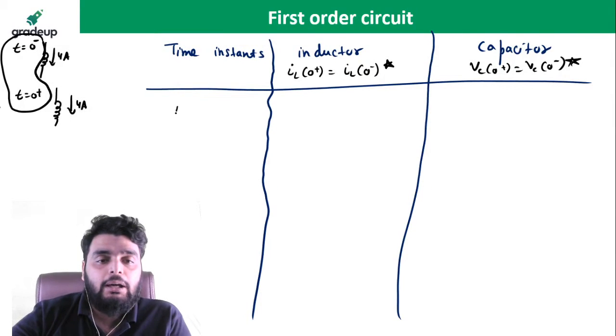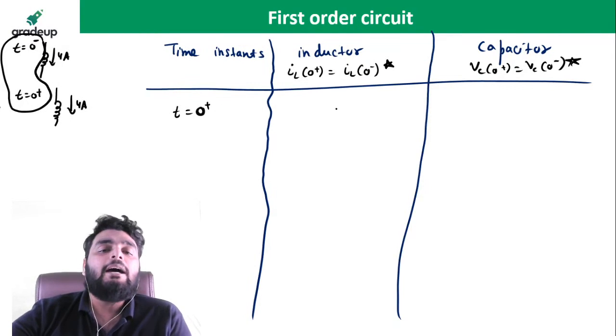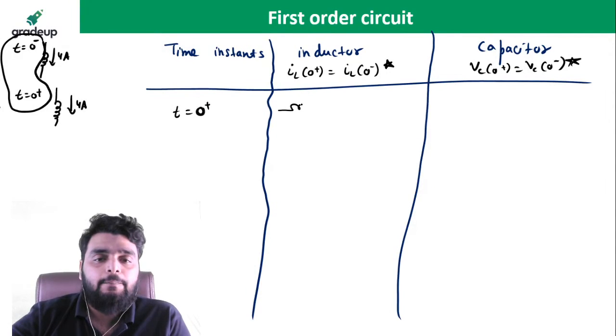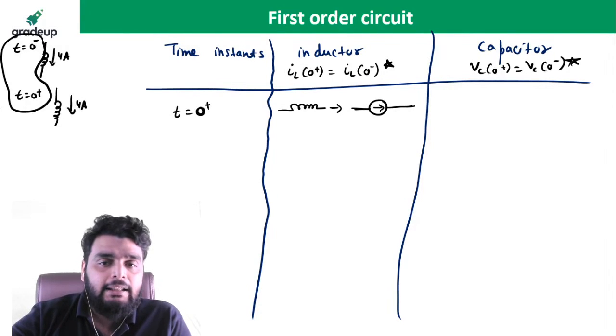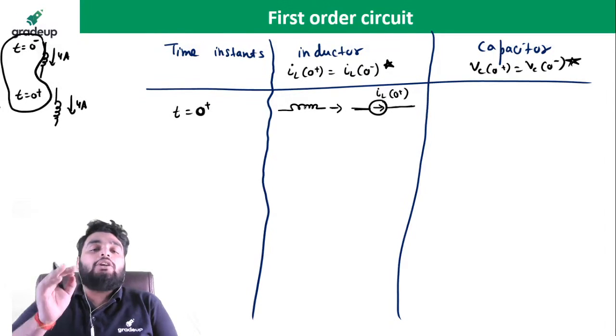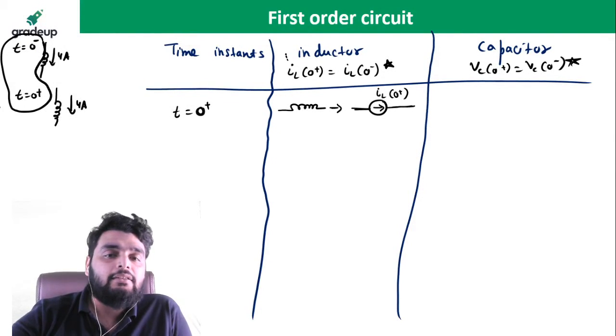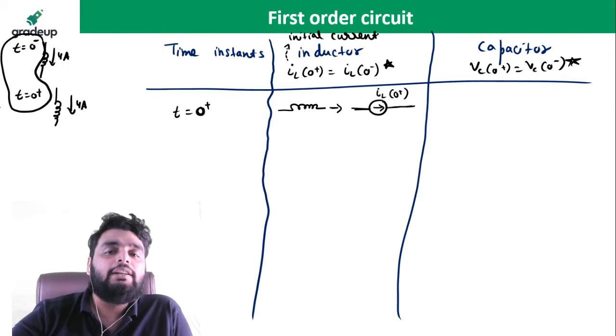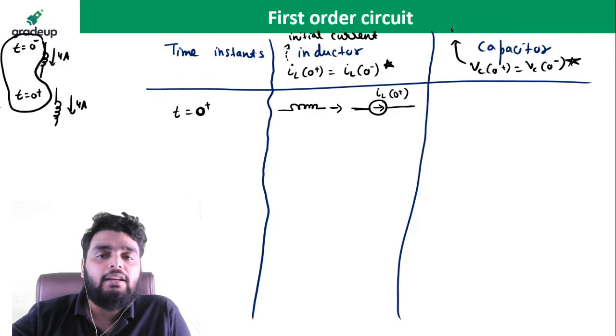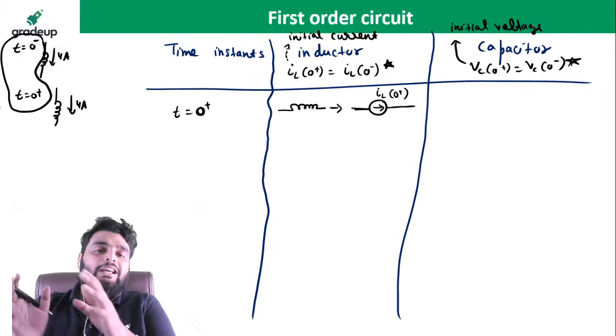Next, see what happens at t equal to 0 plus. The inductor behaves like a current source, and the magnitude of the current source will be IL(0+). Very important: at t equal to 0 plus, the inductor behaves like a current source. And what is IL(0+)? It is the initial current passed through the inductor. Similarly, VC(0+) is the initial voltage stored across the capacitor.